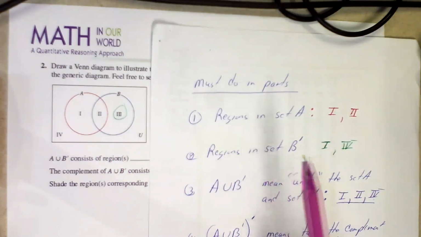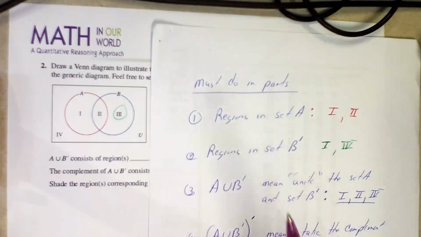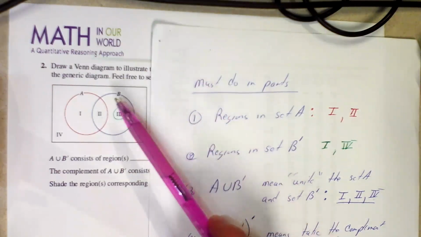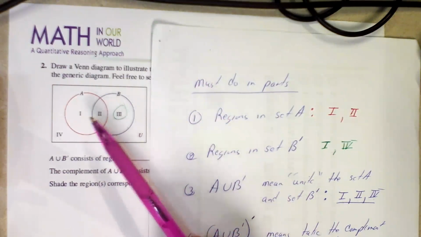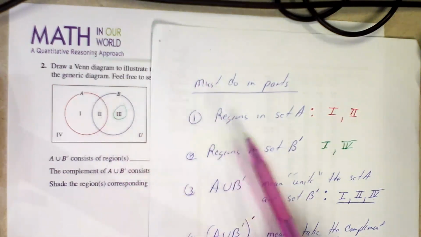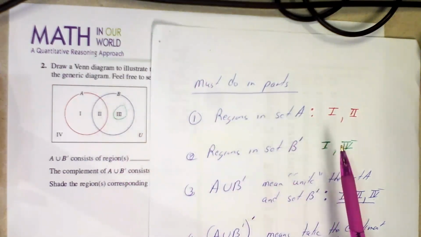Regions in set B not. They're not in the blue circle. Not in the blue circle. So there's your blue circle. The blue circle has 2 and 3, but the ones that are not in the blue are 1 and 4. So there's 1 and 4.